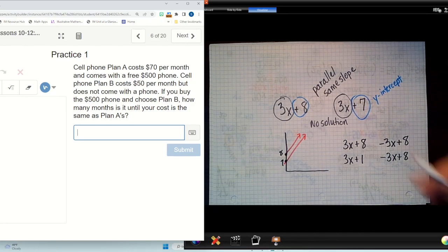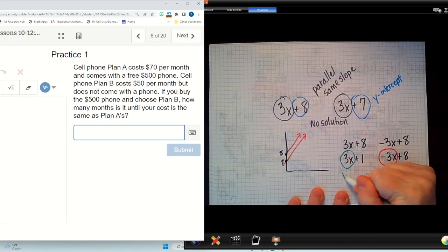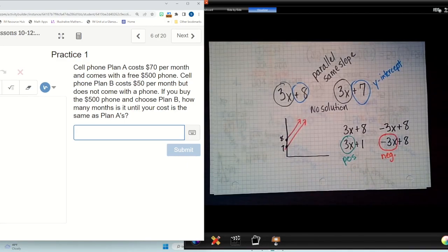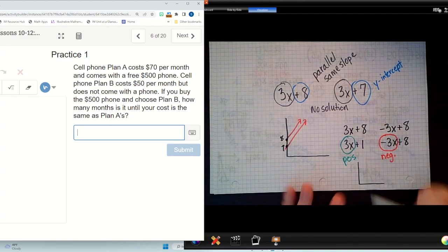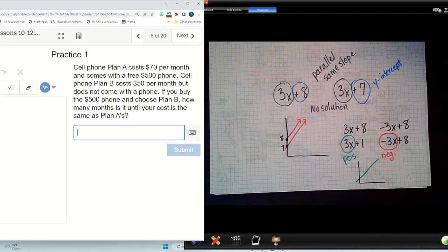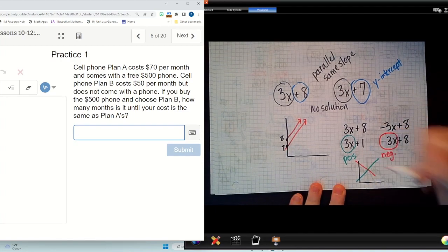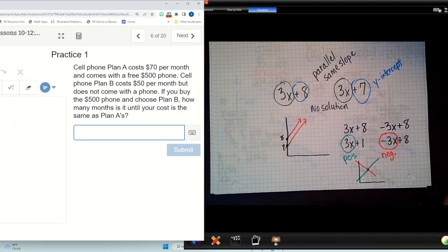That's because this one is negative. This is a negative slope. And this is a positive slope. So yes, they look the same, but they're actually going in opposite directions. So if I were to sketch these two, my 3x plus 1 looks like this, and my negative 3x minus 8 looks like this. Okay? And they do crisscross. All right? So just be on the lookout for that.